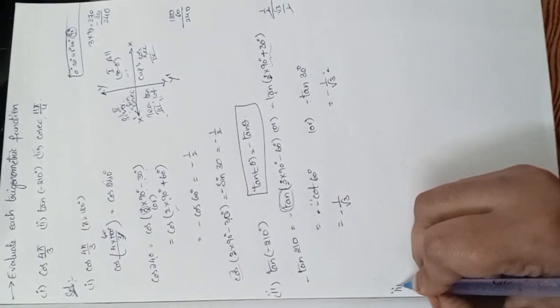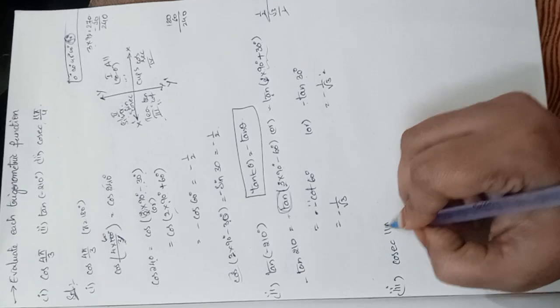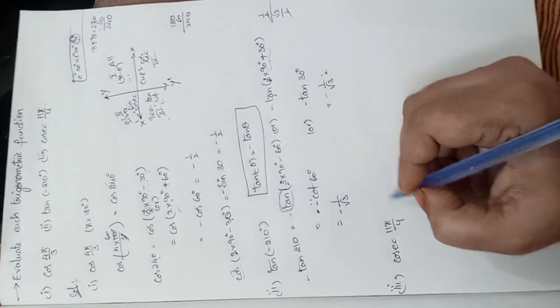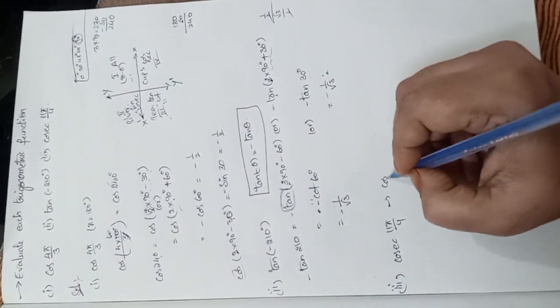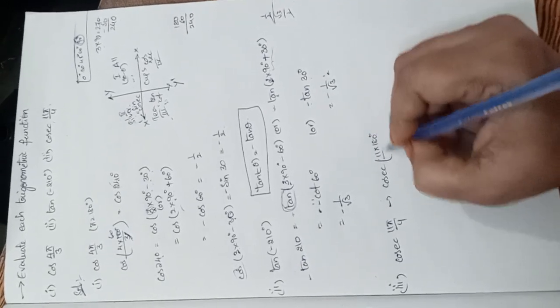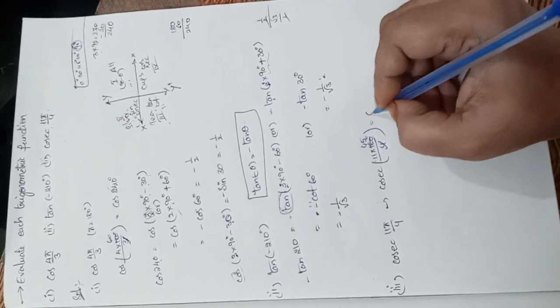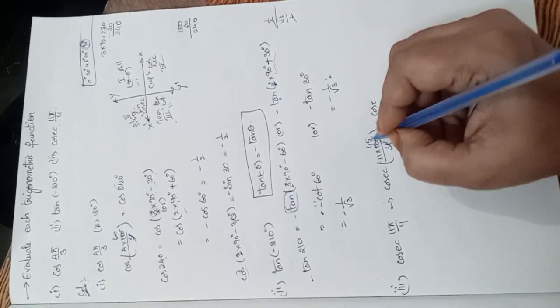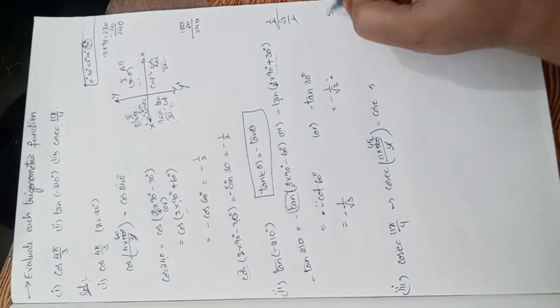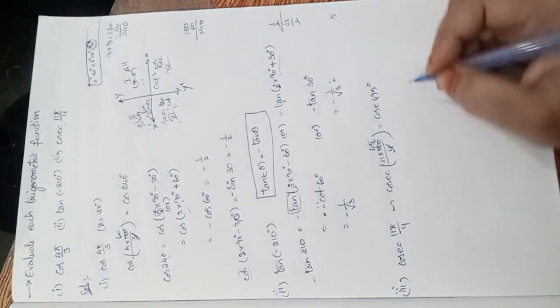Next, the third part: cosec 11π by 4. So this is cosec of 11 into 180 degrees by 4. 4 into 45 is 180, so this equals cosec 11 times 45, which is 495 degrees.